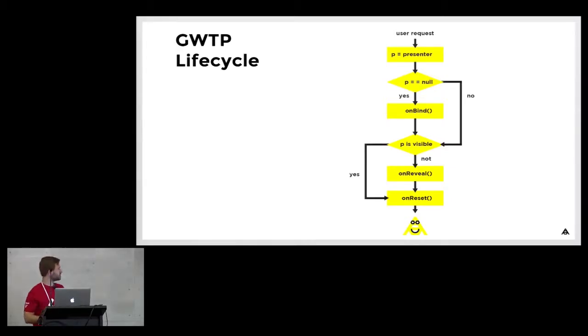Well, sorry, this graph is not quite good, actually. Maybe it's me just seeing it backward, but basically, if the presenter has never been bound, it will call onBind. And if it has been bound, it will never call onBind again. So you can unbind your presenter manually if you want. In some cases, it's really useful.